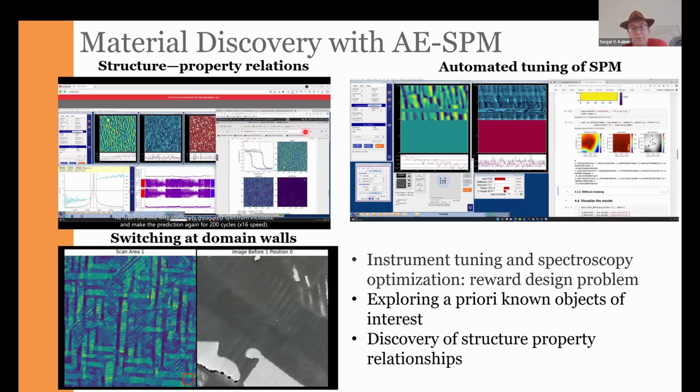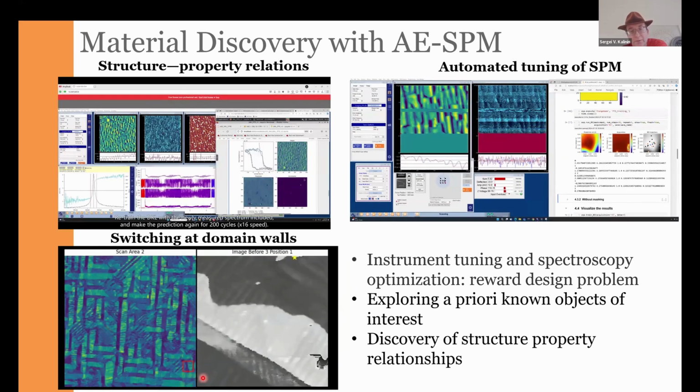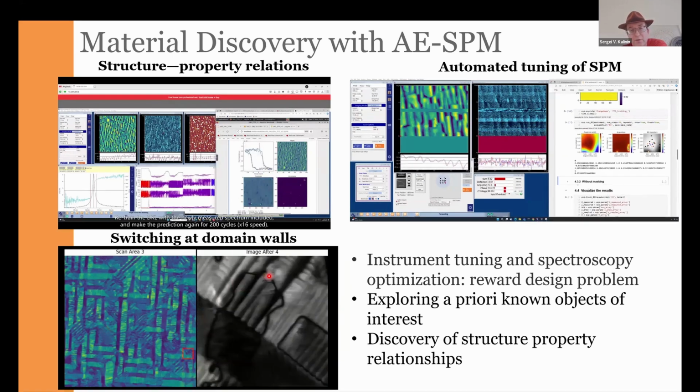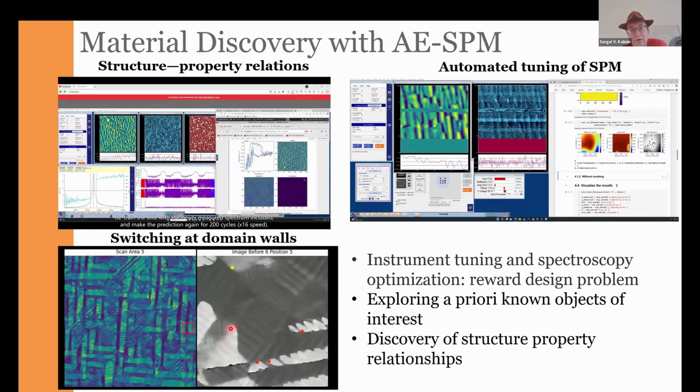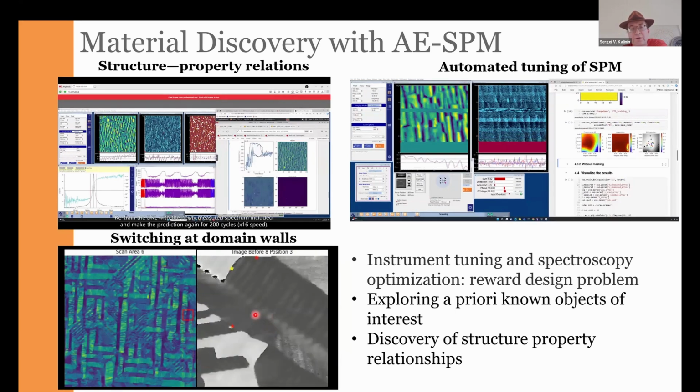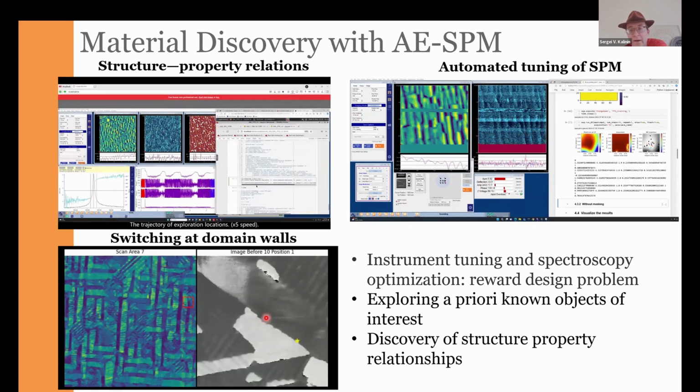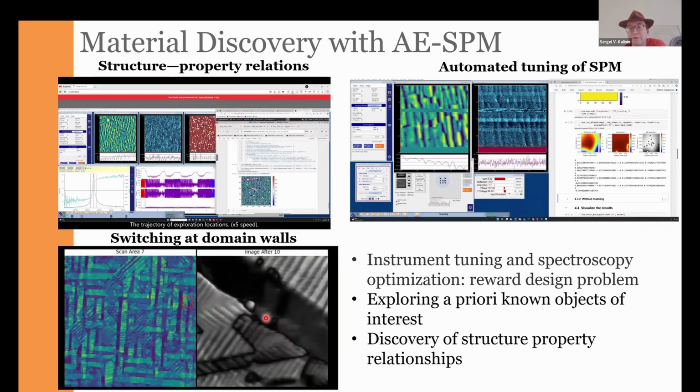We can discover structure property relationships. For example, we can run the experiment to learn where in the sample the hysteresis loops are maximized. Or we can run a simple fixed policy experiment. This is the experiment when we image the surface and run the supervised measurements of the switching at the locations that we know in advance. So all of this can be run.